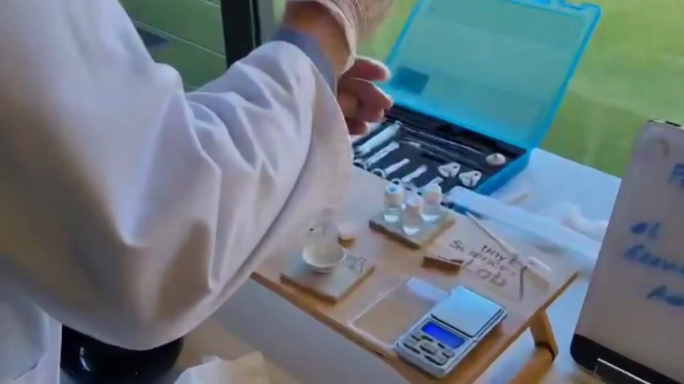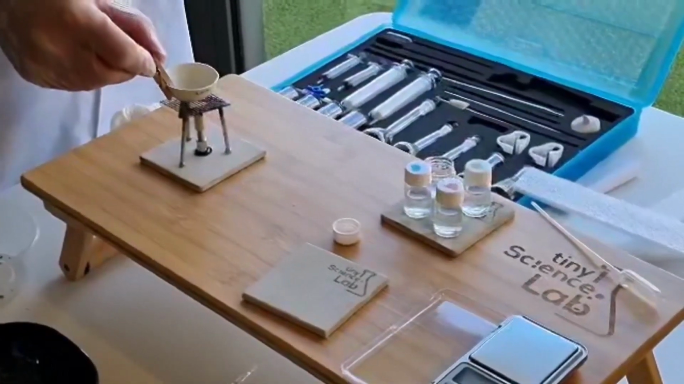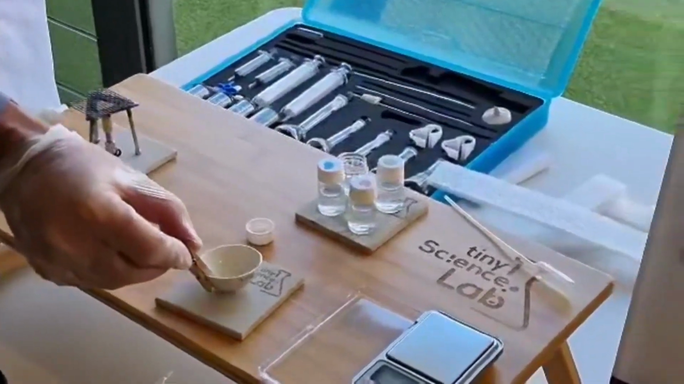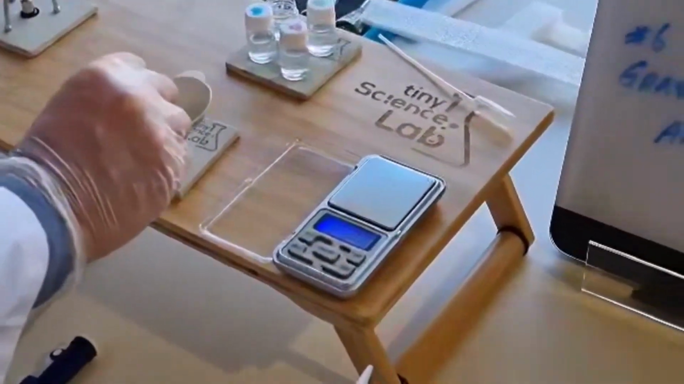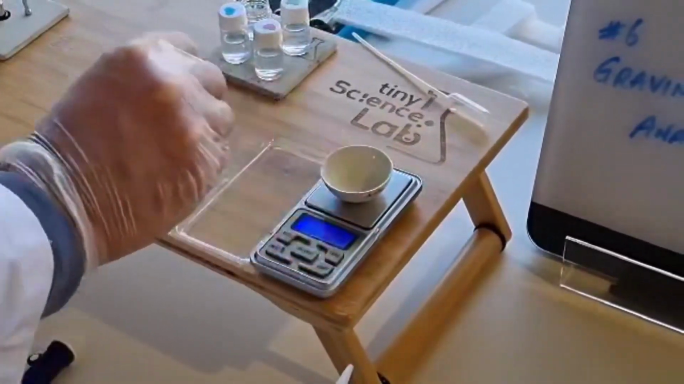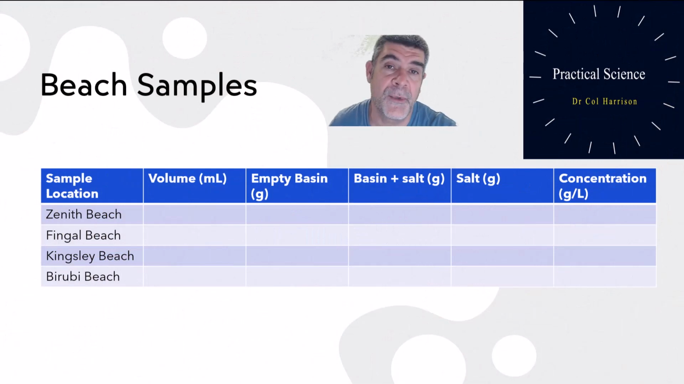So here is beach sample number 4, Birubi Beach. And that's the end of our Birubi sample. So let's let it cool and we'll do our final weighing. All right, so our final beach is Birubi Beach. Let's see what we've got collecting from Birubi Beach, and 10.96. So let's see if we can summarize all these results in a table.